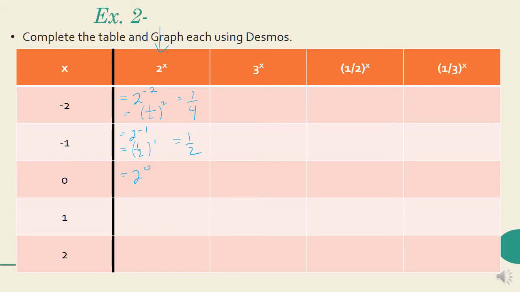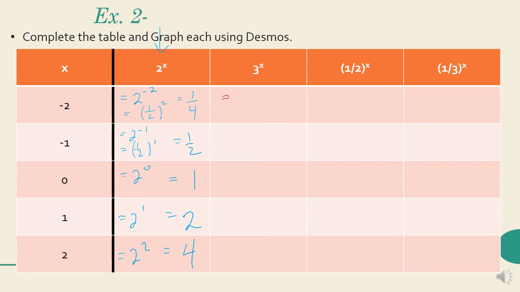Anything to the power of 0, what is it? Shout it out, 1. 2 to the power of 1, you can use your calculator, is 2. And 2 squared is 4. So if that makes sense, follow those kind of steps we did. And then if you want, you can pause it and go through the rest of these and complete them. If not, I'm going to take up the final answer.